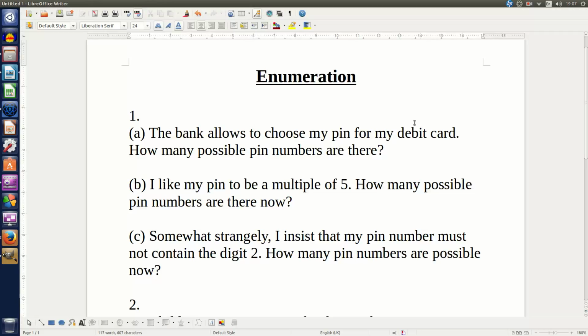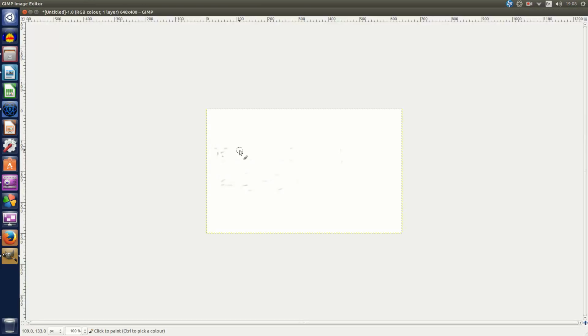In part C, I'm now insisting somewhat strangely that my PIN number mustn't contain the digit 2. Maybe I'm superstitious and I find the digit 2 unlucky or something like that. How many PIN numbers are possible now? And this is where I really like thinking about the possibility tree, because it makes it quite straightforward to do. So we don't want the digit 2.